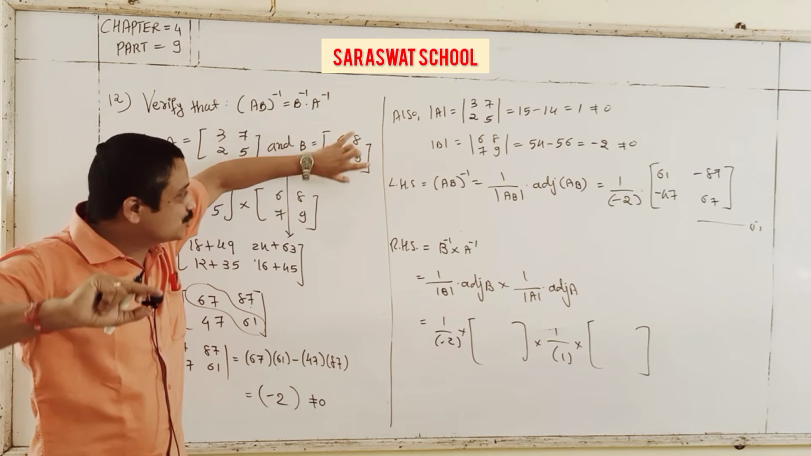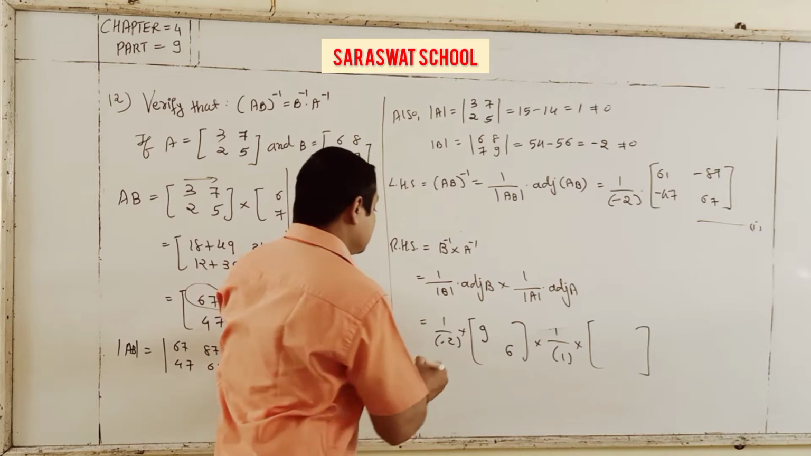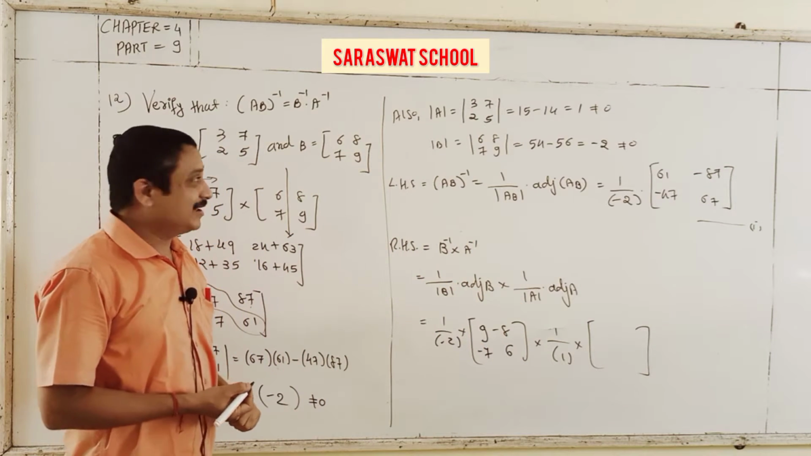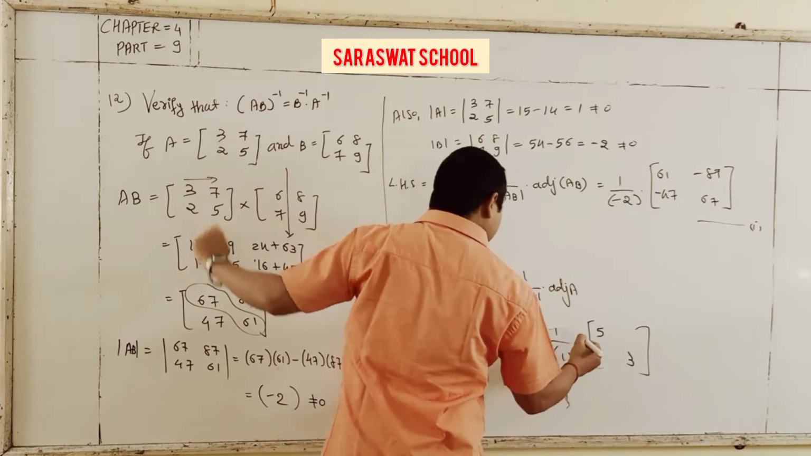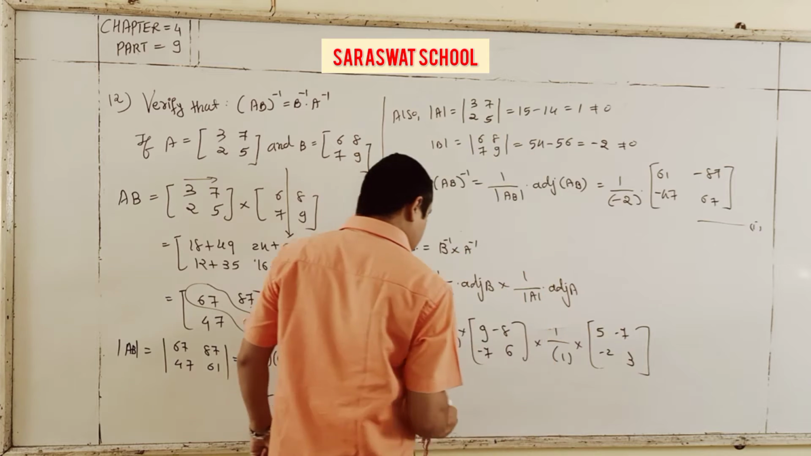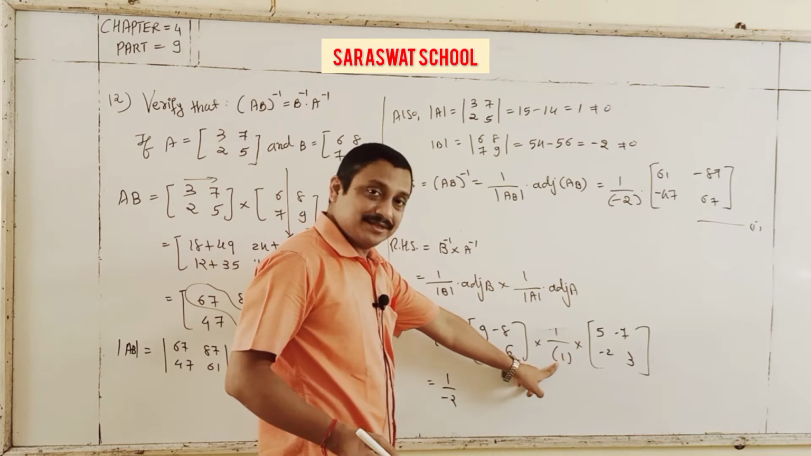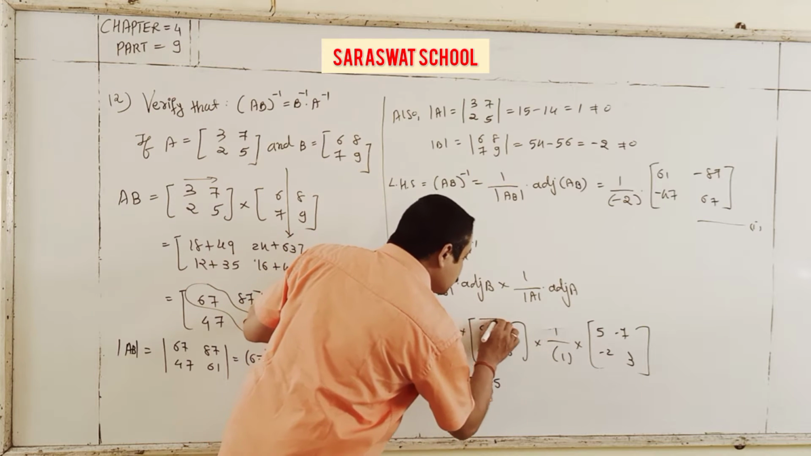Now adjoint of B: take this B, principal diagonal change their position, 9 6, secondary sign change, minus 7 minus 8. Similarly A adjoint, here 5 3 and 2 7, just sign change. Now it should be minus 2 and a constant, and here apply your product rule. 9 5 is 45, this row and this column.